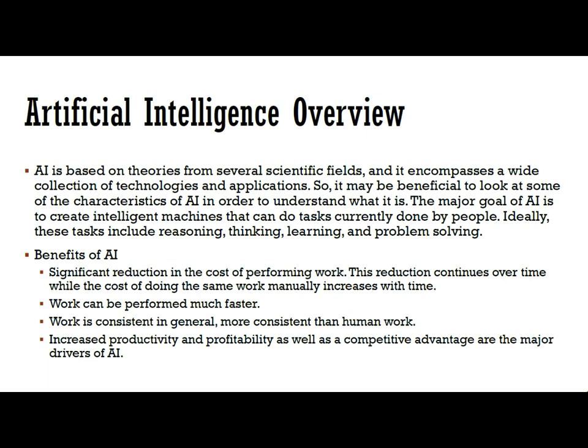This leads us into a little bit of what artificial intelligence is. AI is based on theories from several science fields and encompasses a wide collection of technology and applications. So it may be beneficial to look at some of the characteristics of AI in order to understand what it is. The major goal of AI is to create intelligent machines that can do the tasks currently being done by people. Ideally, these tasks include reasoning, thinking, learning, and problem solving.